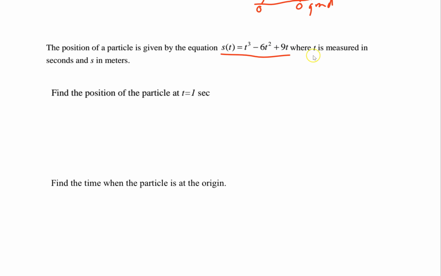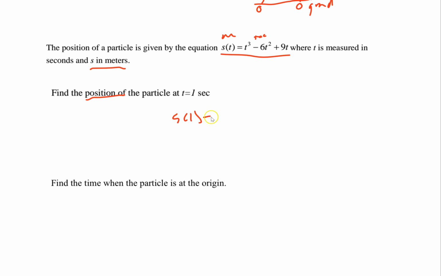Same thing. Where t is measured in seconds and s is in meters. So they're saying this is meters, this is seconds. Right? Stuff you plug in is seconds, stuff you get out is meters. Find the position of the particle at 1 second. Okay, well, it's talking about position, so I'm using this function. They want me to plug in 1.